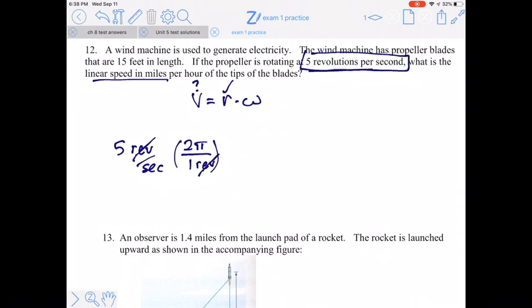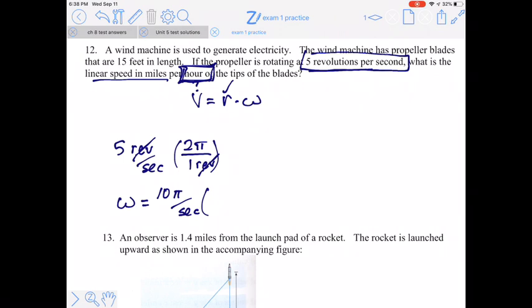So now this is 10 pi radians per second. That's my omega, 10 pi radians per second. Now, we can either convert it now or we can wait till the very end of the problem, but the linear speed needs to be in terms of hour, and now we have seconds. So at some point, we're going to have to convert this into hours. Might as well do it now.